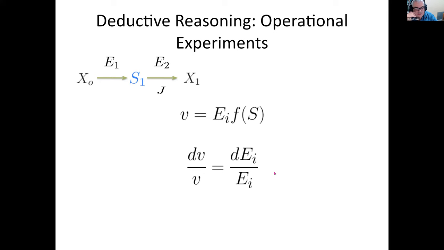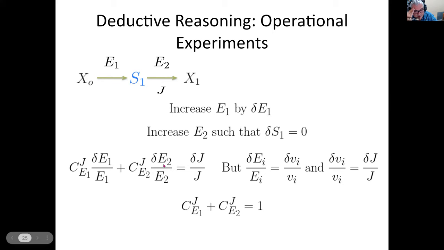Given that result, I can now write this. So we have these two, and then we have this one. I can now substitute, instead of delta E1 over E1 and delta E2 over E2, delta V1 over V1 and delta V2 over V2. However, at steady state, all these rates are equal to the pathway flux. So in other words, they all cancel out, and I end up with this final result here. This result is probably one of the most famous results in metabolic control analysis. It says that the sum of, in this case, two control coefficients equals one.